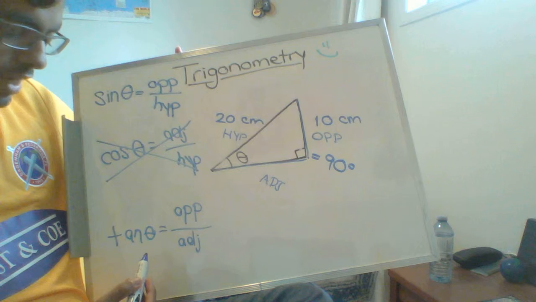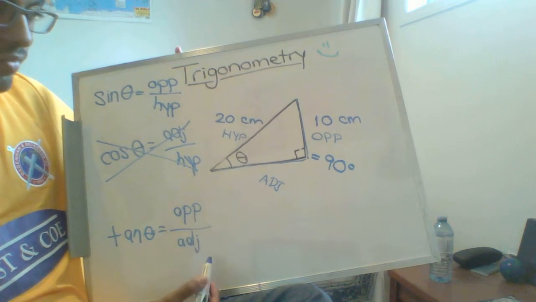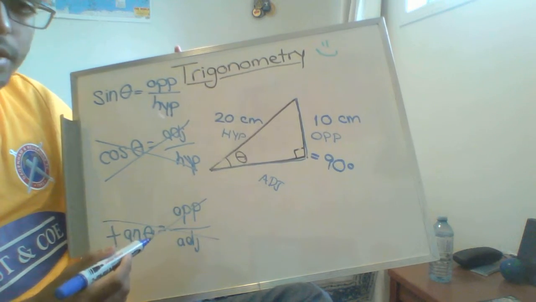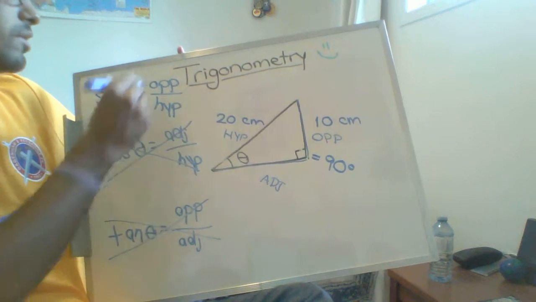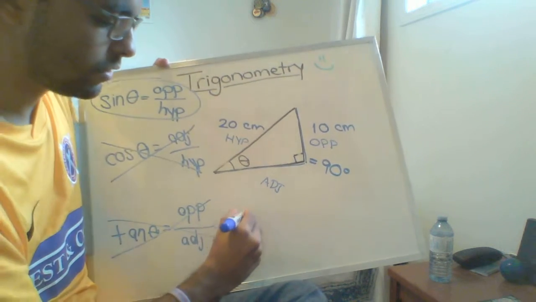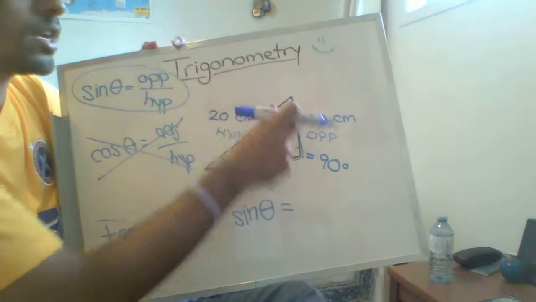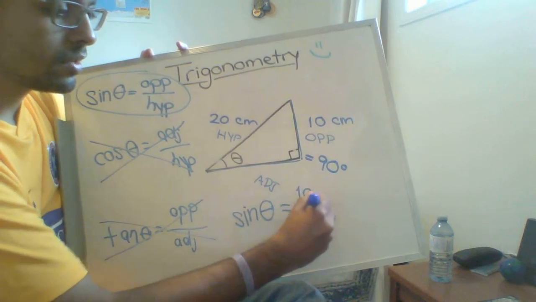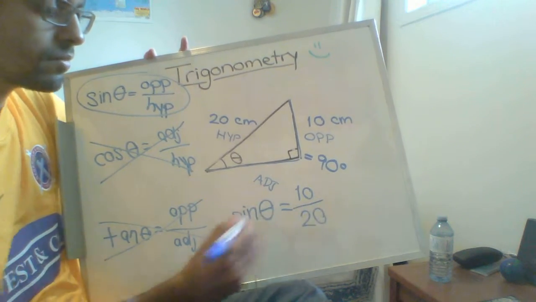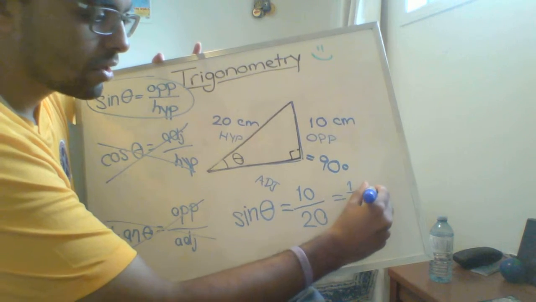The tangent function is actually the same way. We need this length in order to do opposite divided by adjacent. We have opposite, but we don't have adjacent, so this is actually not helpful to us either. So far, the only thing we can use is the sine function. So we take opposite over hypotenuse, and if you do the math, you get sine theta equals the length of the opposite side, which is 10 centimeters, divided by the length of the hypotenuse, which is 20 centimeters, which, if you simplify it, equals 1/2, or 0.5.